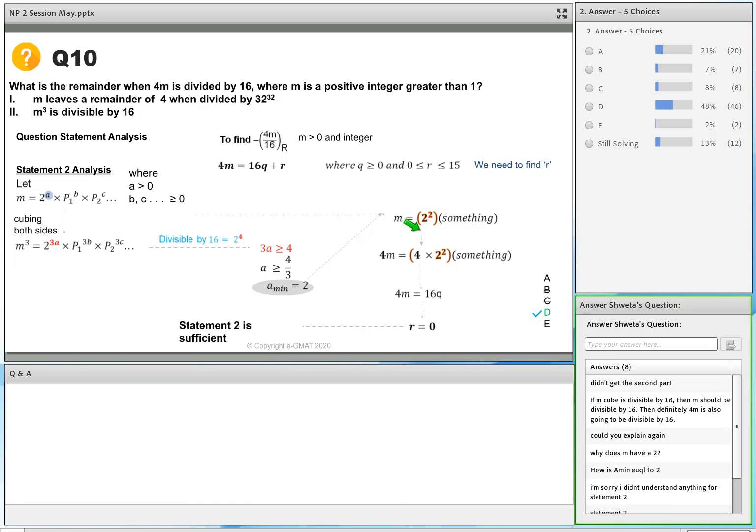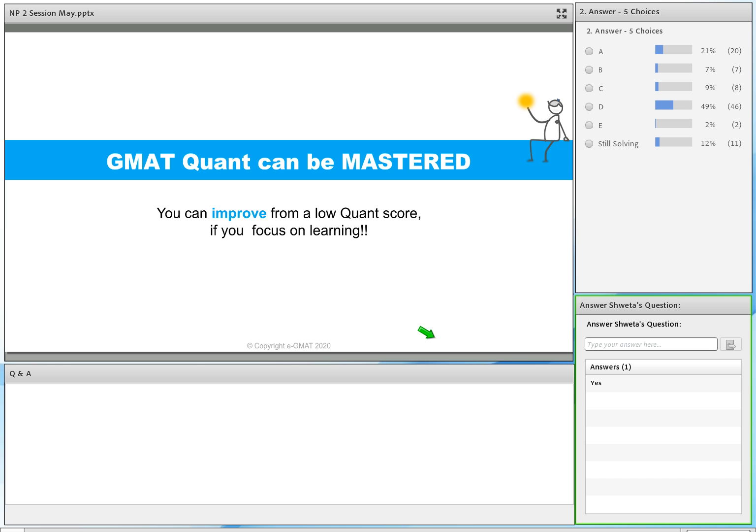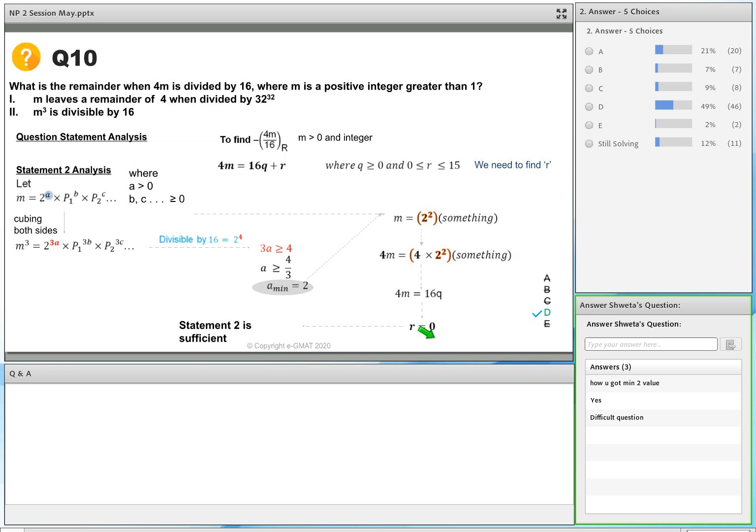Just had to multiply both sides by 4. Now, I hope you understand what happened here, how 4m is definitely a multiple of 16. Now, since each statement alone is sufficient, the correct answer for this one is D. Minimum 2 value, because a is greater than or equal to 4 by 3. The very first integer that you have after this is 2.